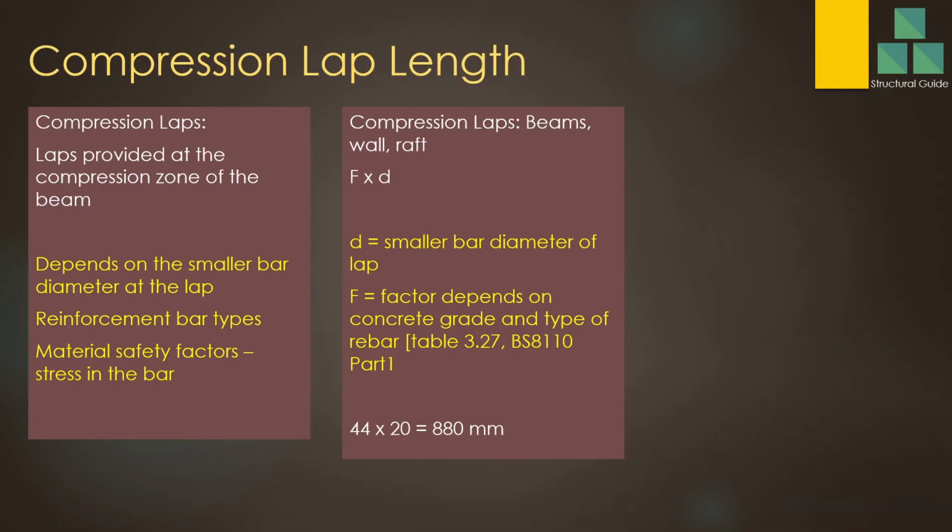Compression lap length. As I mentioned previously also, compression lap is the lap we provide at the compression zone. It depends on the smaller bar diameter, reinforcement bar type and material factors. This lap is also the same as the tension lap, but this factor is not the same as for the tension lap. Sometimes the tension lap and the compression lap factor is the same, but on some occasions these factors are not the same. So you have to consider depending on the requirement or depending on the grade and reinforcement type, etc. You have to consider this factor for the compression lap, and then multiply it by the bar diameter.